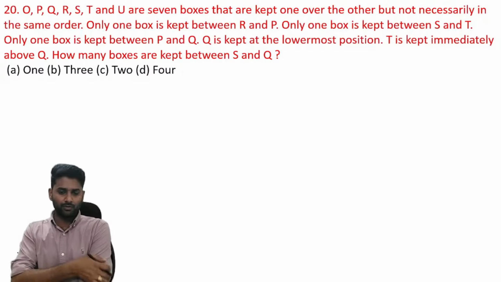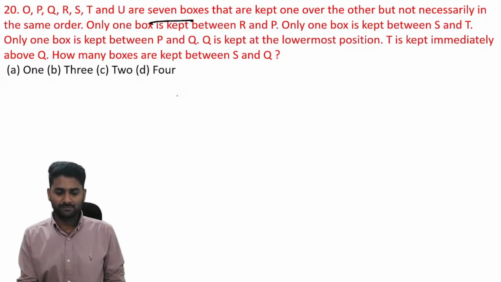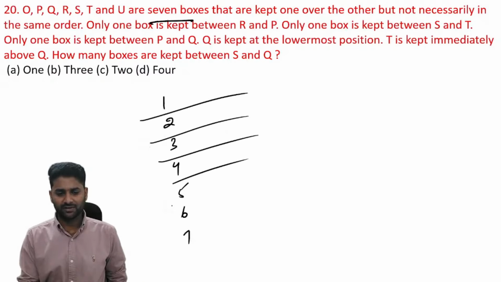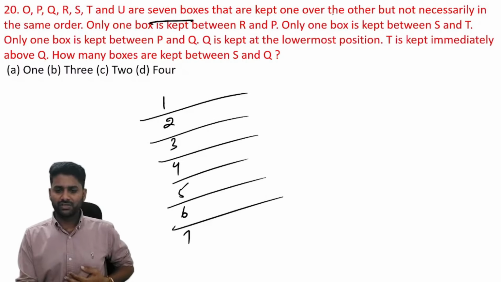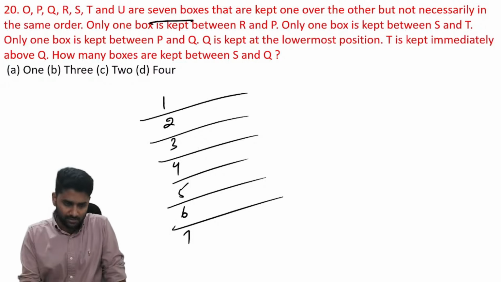Let's see one more puzzle. O, P, Q, R, S, T, U are the 7 boxes. You can take the numbers 1, 2, 3, 4, 5, 6, 7. No need to maintain any order; for reference only, we consider the 7 boxes. Now the question says they have to be kept one over the other, but not necessarily in the same order.